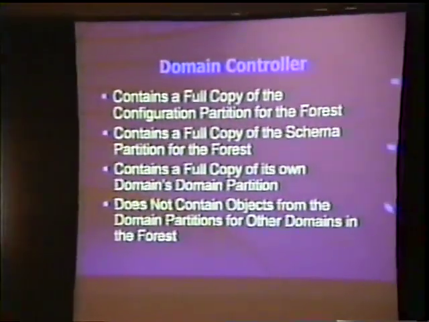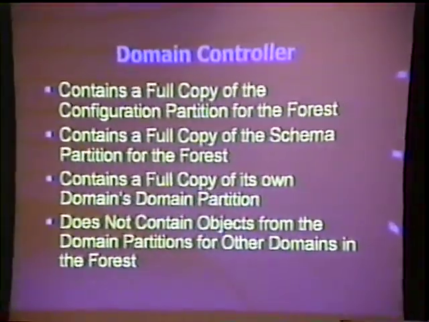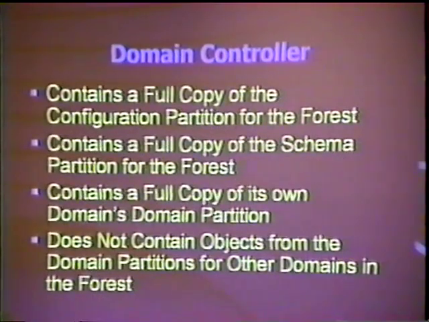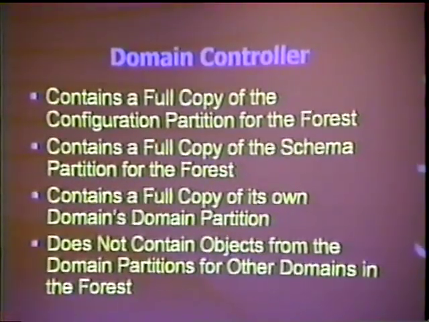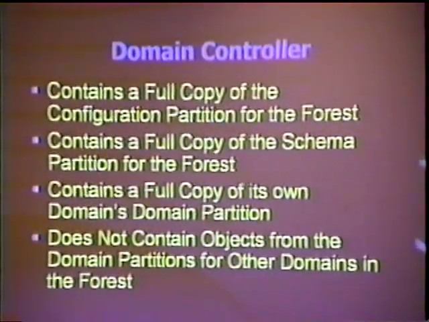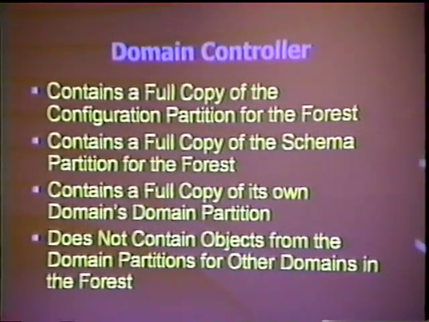Domain controllers. Every domain controller in a forest, regardless of how many domains you have, contains a full copy of the configuration partition for that forest. It knows everything about the map of Active Directory. Where are the domains? Where are the trust relationships? Where have we defined sites? Where have we defined subnets? It has a full copy of the schema partition for the entire forest. What kinds of objects can we build in our directory?